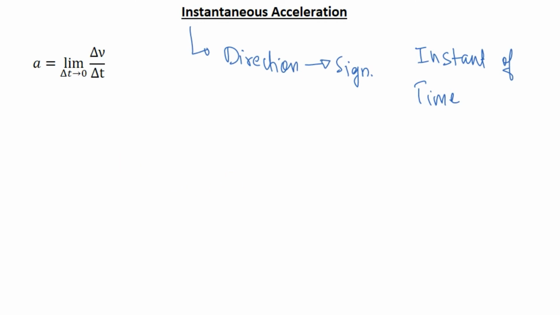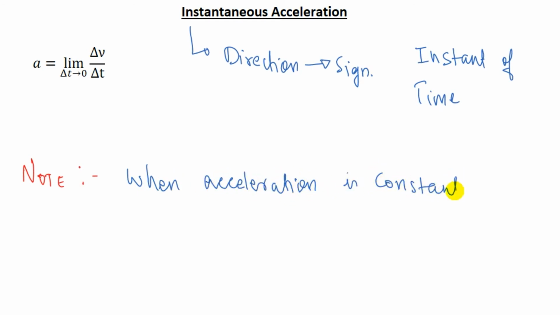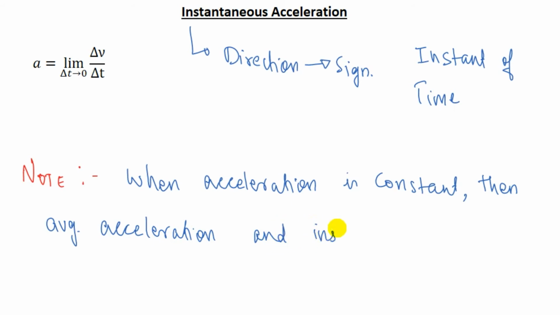Now you should note one thing, that when acceleration is constant, then average acceleration and instantaneous acceleration are the same. So we can write then, average acceleration and instantaneous acceleration are same.